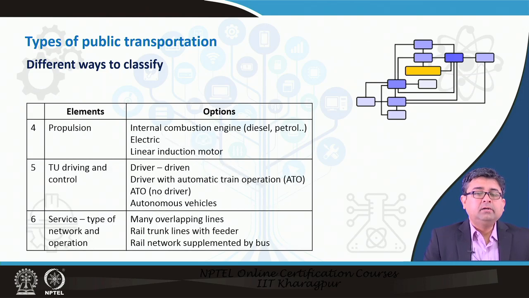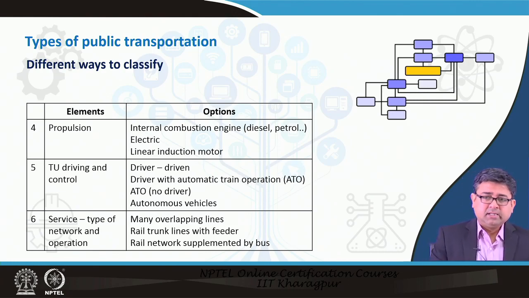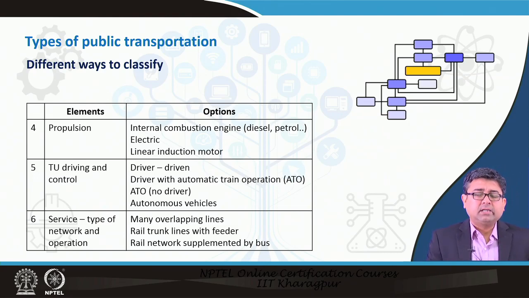Next, they can also be classified based on propulsion: either they are IC engine vehicles, or they are electric vehicles, or they are induction motor. So, there are different types of technology that these transit vehicles may be using, and they can be classified separately as well. The main basis for classification is that the operating costs and the headways and all can be calculated based on all these different elements of classification.